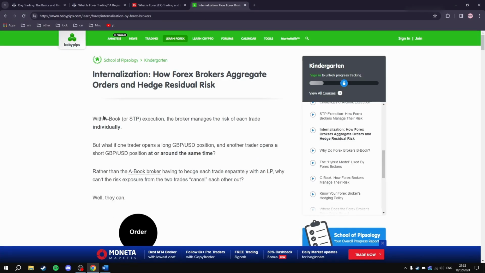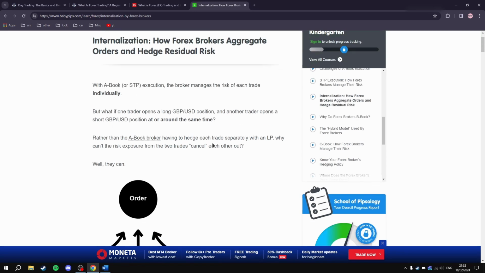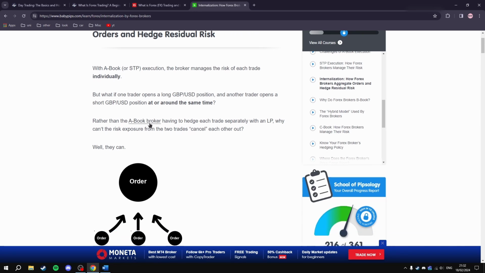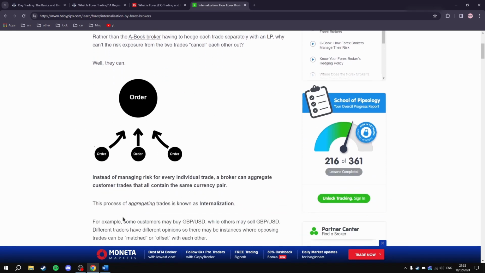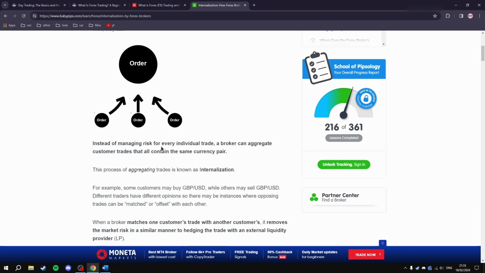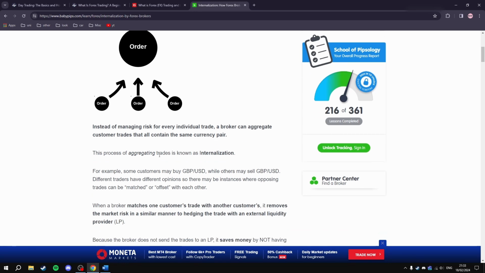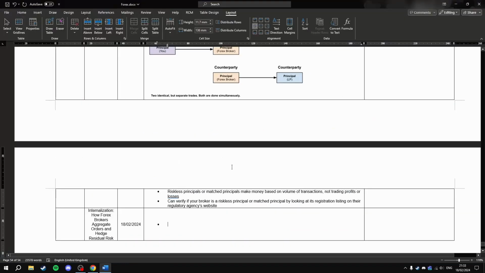With A-book or straight through processing execution, the broker manages the risk of each trade individually. But what if one trader opens a long GBP/USD position and another trader opens a short GBP/USD position at or around the same time? Rather than the A-book broker having to hedge each trade separately with a liquidity provider, why can't the risk exposure from the two trades cancel each other out? Well, they can. Instead of managing risk for every individual trade, a broker can aggregate customer trades that all contain the same currency pair. This process of aggregating trades is known as internalization.